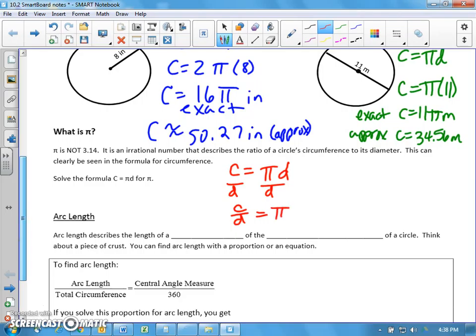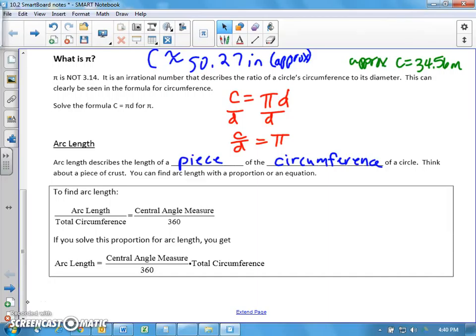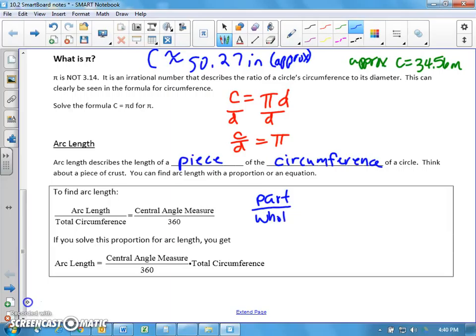So let's move on and talk about arc length. Arc length describes a piece of the circumference of a circle. To find arc length, you can either use a proportion, thinking each side as part over whole. The arc length is a part of the total circumference, and the central angle measure is part of the whole angle measure of 360. Remember, your central angle is the angle with the vertex at the center.